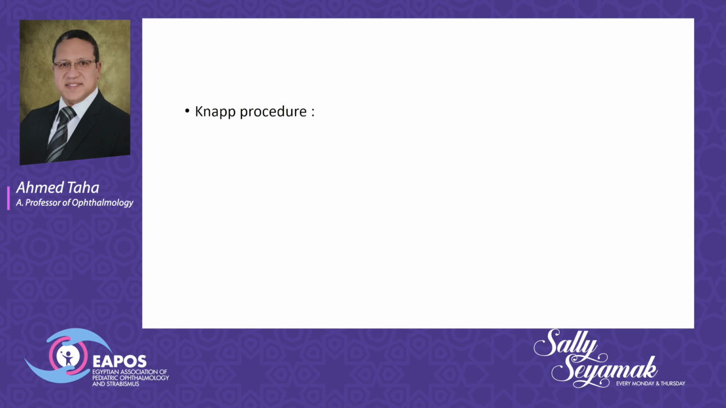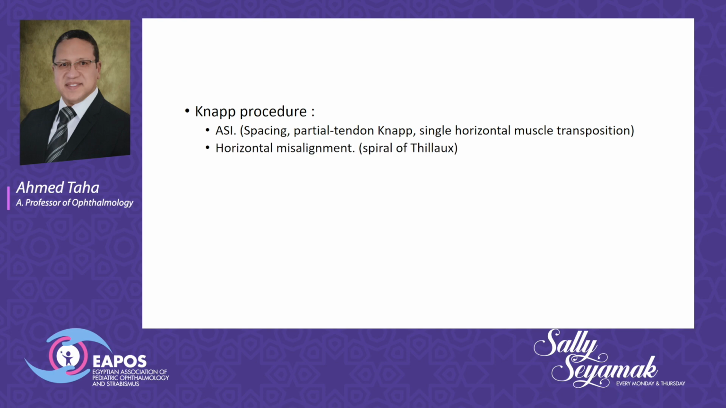Regarding NAP procedure, anterior segment ischemia could be prevented by spacing the surgery, partial tendon NAP, or single horizontal muscle transposition. Horizontal misalignment could be prevented by following the spiral of Tillaux during transposition.